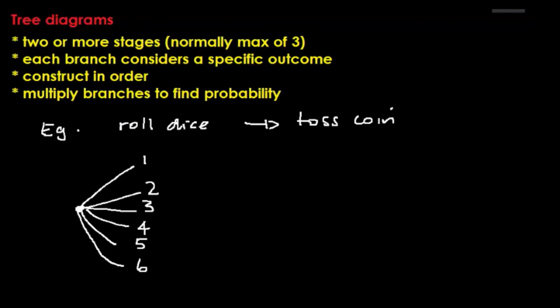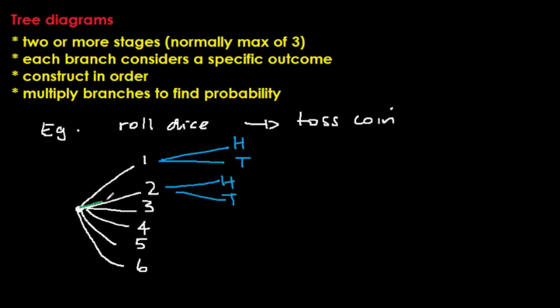Then I toss the coin. So when I toss the coin, I can then have 2 more outcomes. I could roll a dice and get a 1, and then toss, I could get a heads or a tails. Or a 2, a heads or a tails. Or so on and so on and so on.